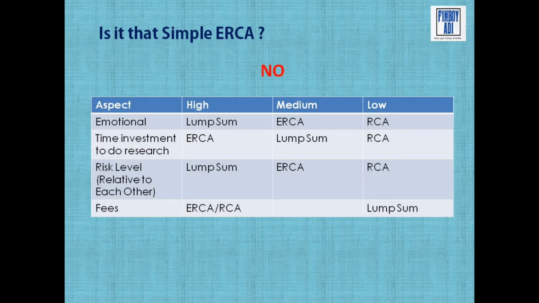If you see the risk level relative to each other, the risk level in case of SIP or RCA is always low. Enhanced RCA is a bit higher because it's a bit enhanced version of the RCA. And with lump sum the risk level is always high, because if you invest, maybe tomorrow the market goes up, then that is good for you. If the market goes down, then it is bad for you. So the risk level will be high in case of lump sum. So fees, as I mentioned, because there are multiple transactions, you have to pay more fees in case of ERCA or RCA.